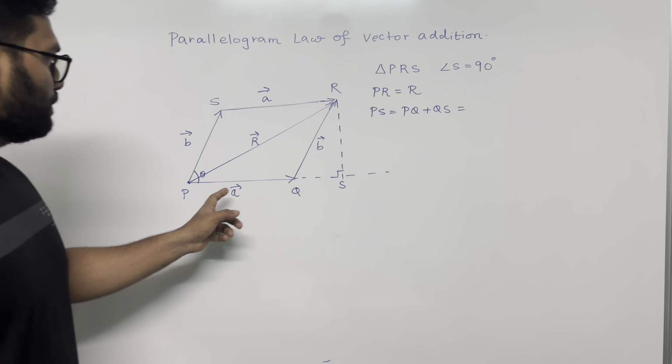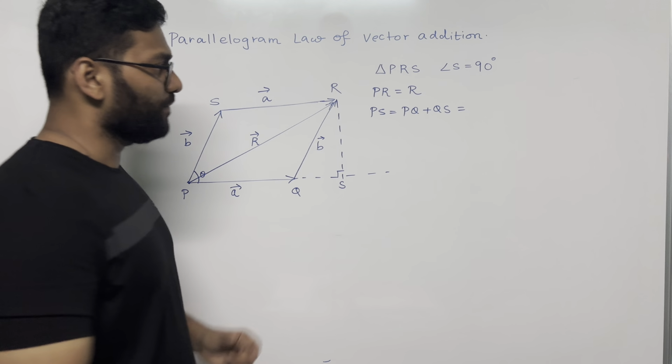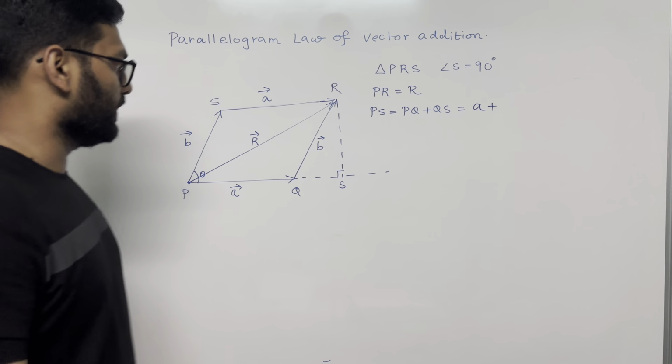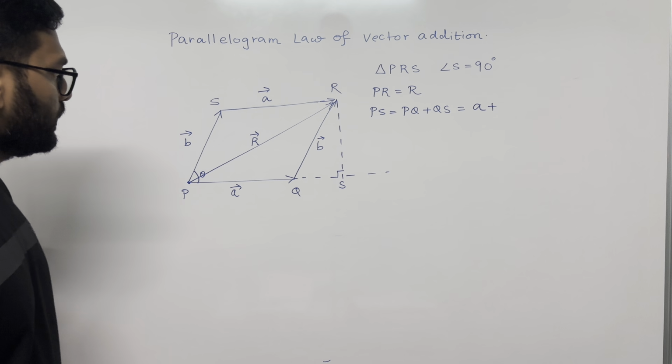Now PS is PQ plus QS, but PQ is A, right? PQ is A, you can directly see, but I don't know what is QS. Okay, how will I find the QS?